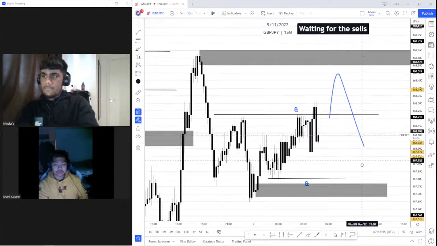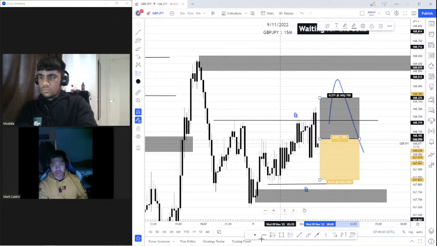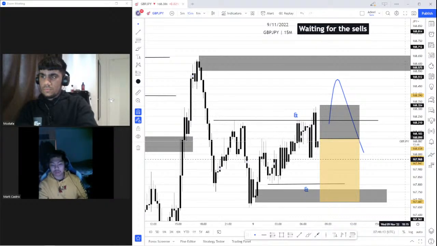Let's see. If I was to trade this, my stop loss should be above candle highs over here, but I'll give it a few pips extra. Targets wise, I'll target down here. First take profit, anyways, would be around this mark. 167.71. Okay, guys, I sold.